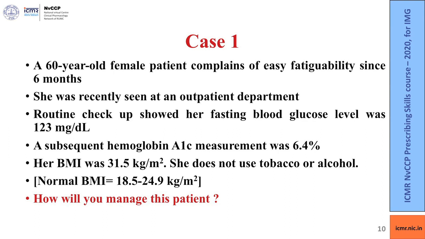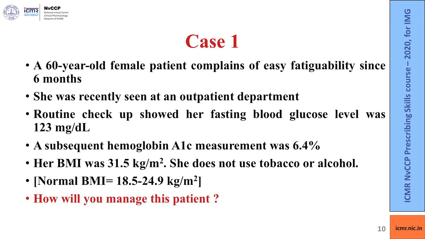A 60-year-old female patient complains of easy fatigability since 6 months. She was recently seen at an outpatient department. Routine checkup showed her fasting blood glucose level was 123 mg/%. A subsequent hemoglobin A1c measurement was 6.4%.